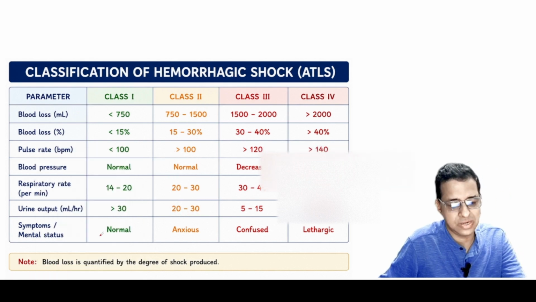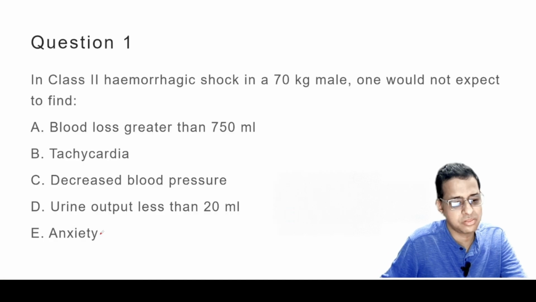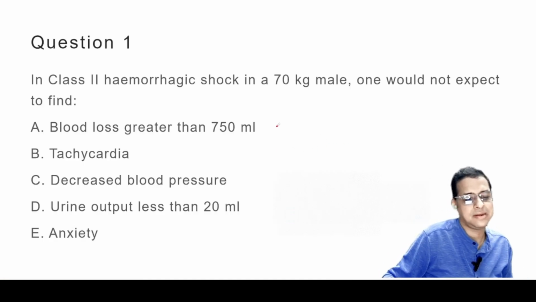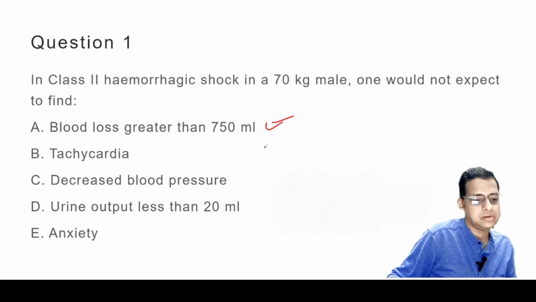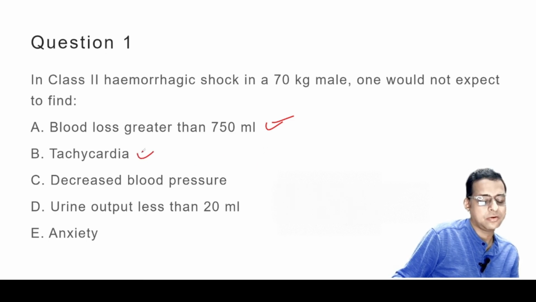So here we will see all the possible answers. Blood loss greater than 750, yes, this is correct. Tachycardia is also seen here. Normal or slightly decreased blood pressure is seen here. And urine output less than 20, this is not the case. And anxiety, obviously. So D is the answer here.